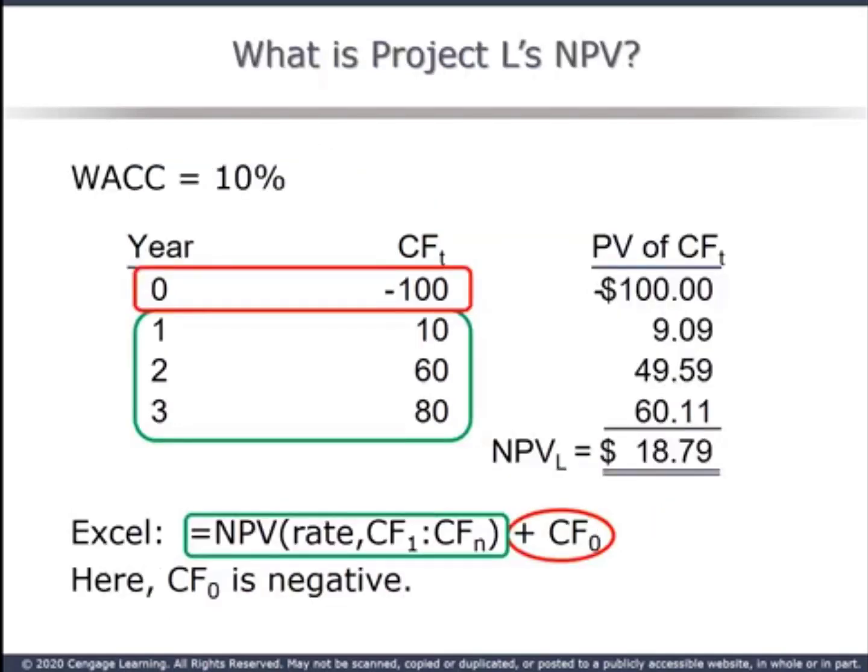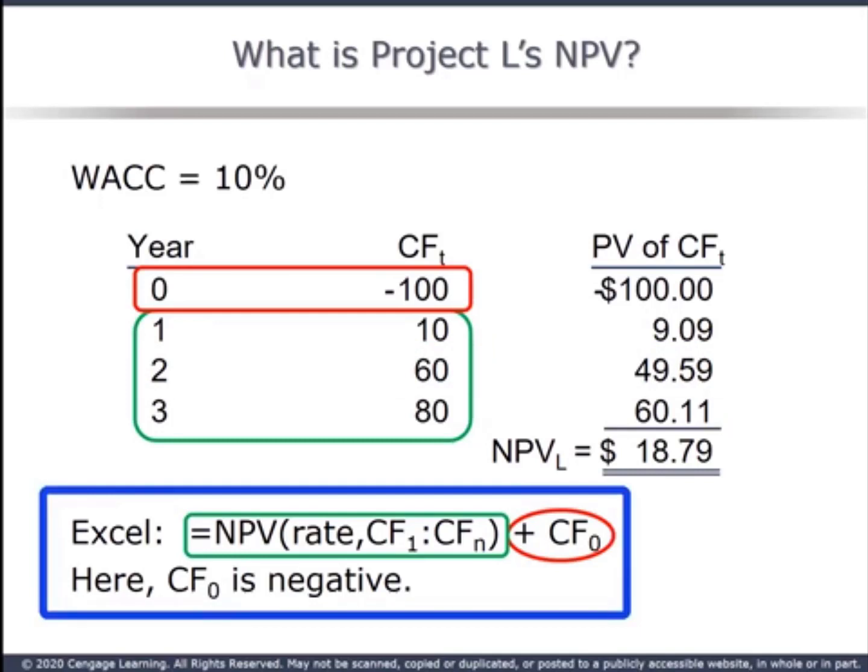Looking at Project L, here is the calculation of its NPV. Discount each cash flow and add them up. Since cash flow 0 isn't discounted, its value remains the same. Each successive cash flow is discounted by dividing by 1 plus the cost of capital raised to a power equal to the period. So the year 2 cash flow of $60 is divided by 1.10 squared.